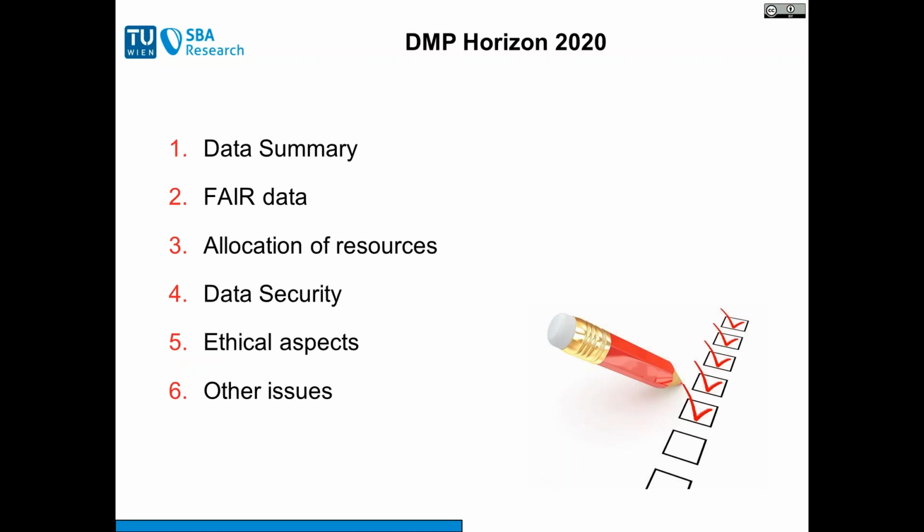The other sections, like allocation of resources, deal with the budget. Ethical aspects are similar to what you face during the ethical reviews. So if you are familiar with the ethical aspects, if they happen in your domain, you will know what to write in here. The most challenging are usually the data summary and FAIR data. And this is what I'm going to address in the rest of the presentation.